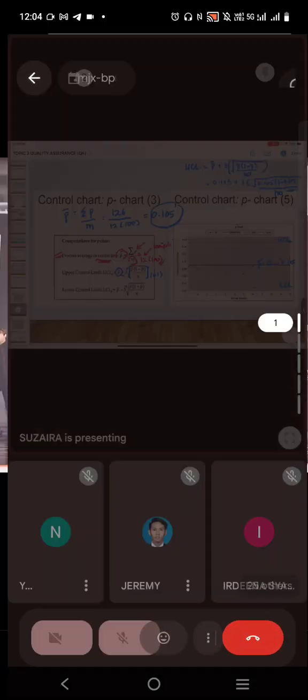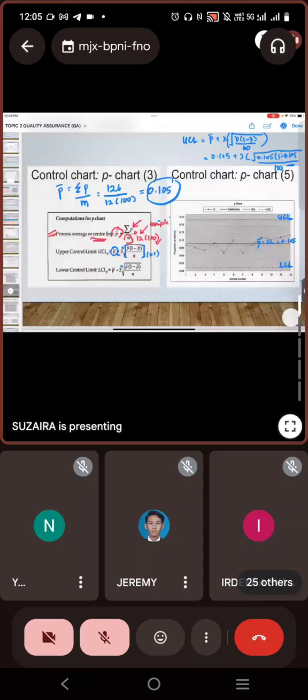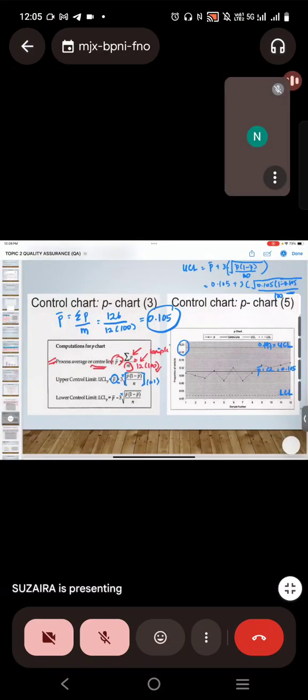All right, let's continue. While you were calculating your UCL and LCL just now, we consider that a break. So you have the UCL as 0.197 and the LCL as 0.013. If you look here, the UCL will be around this area, 0.197, and the LCL is 0.013, it should be in this area.